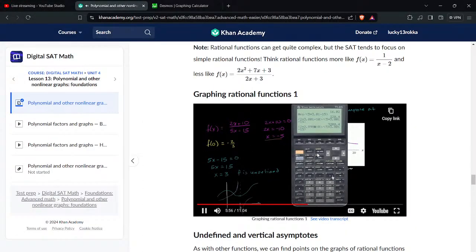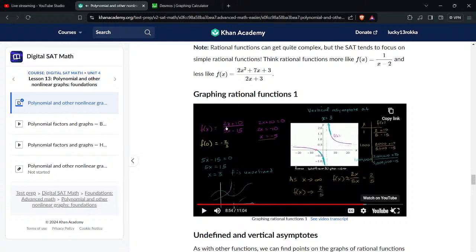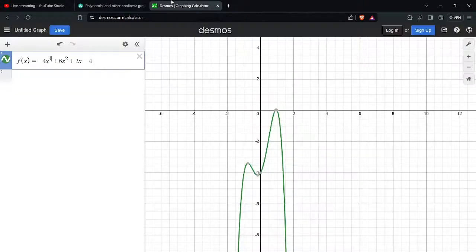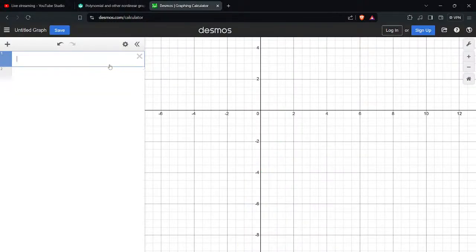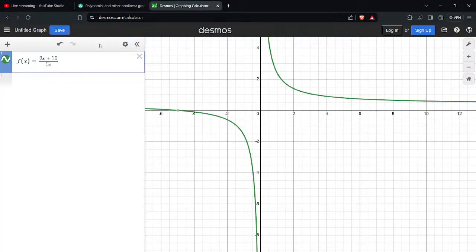I didn't understand any of the shit he just said. He just said, let's see, do x minus x 10. So f(x) equals 2x plus 10 over, and below we have 5x minus 15.